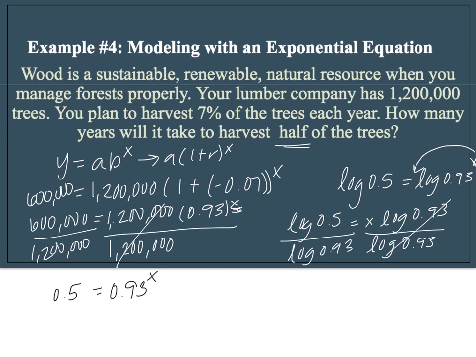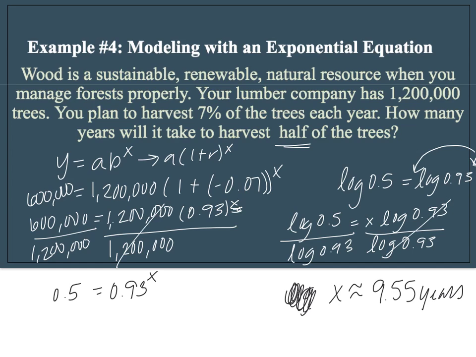All right, so then to solve in our calculators, you would just say log of 0.5 divided by log of 0.93, and you should get an x that is about 9.55 years. Okay. And again, this all started from our exponential function equation.